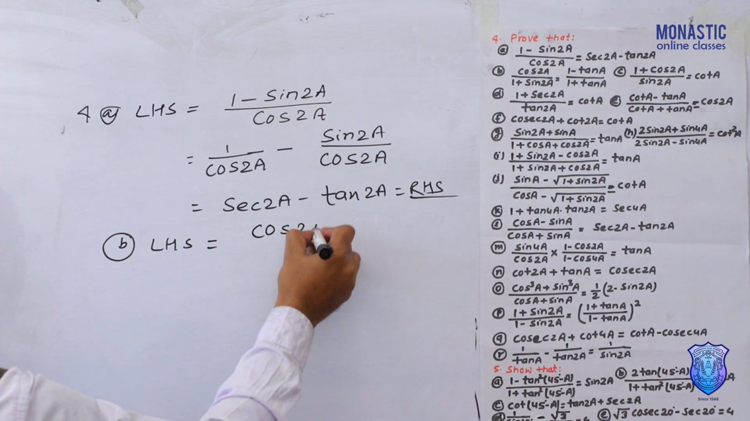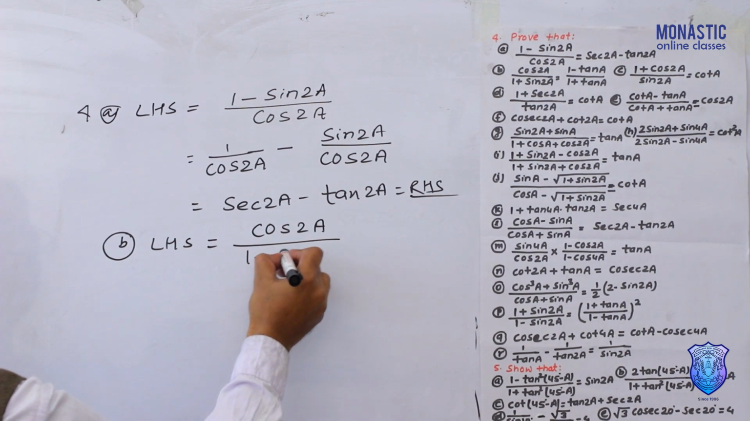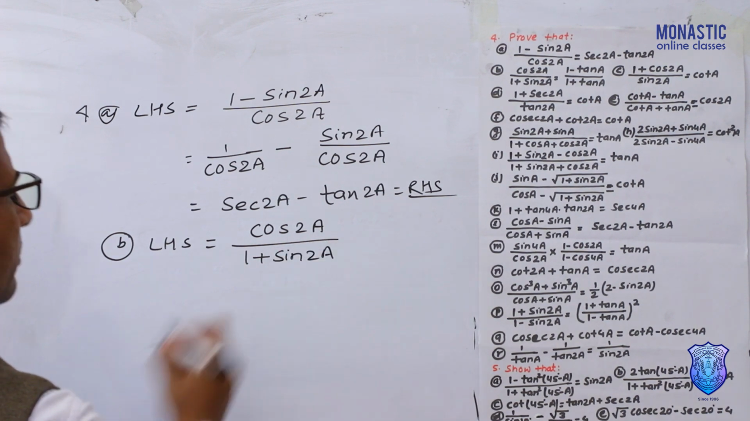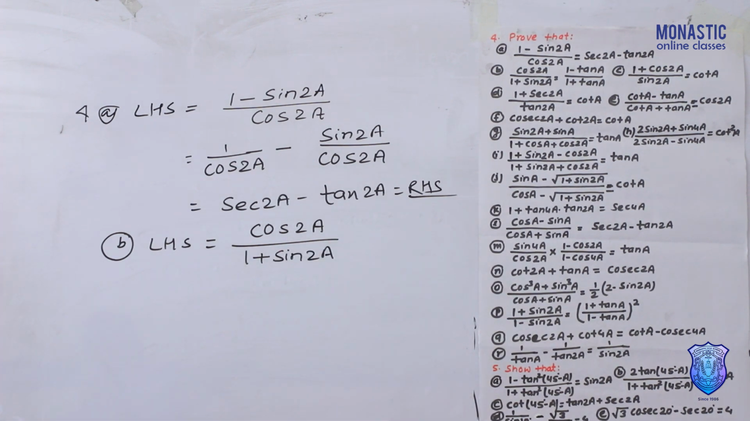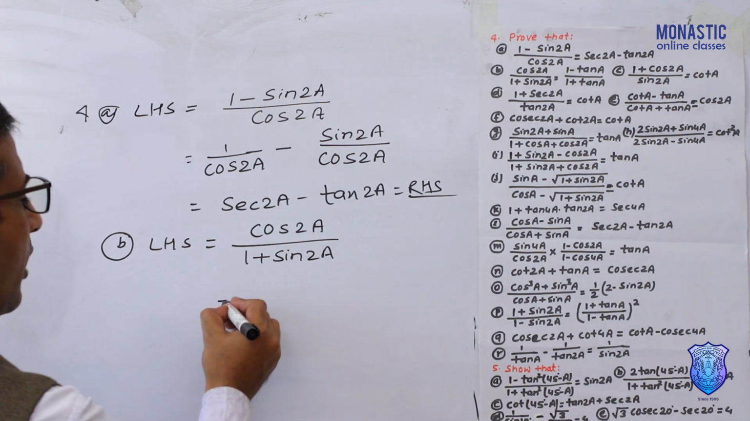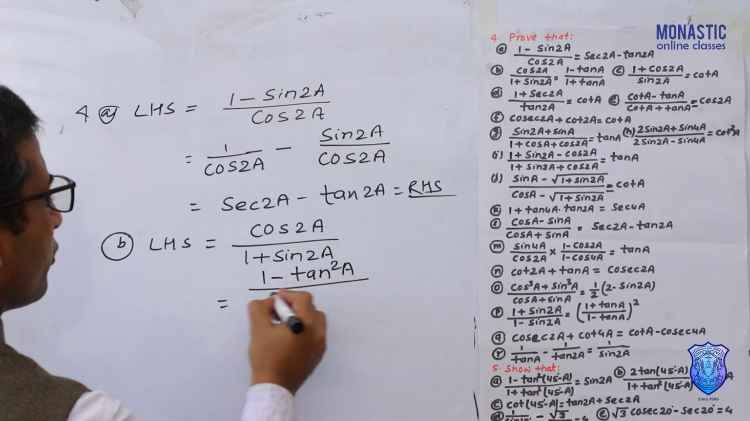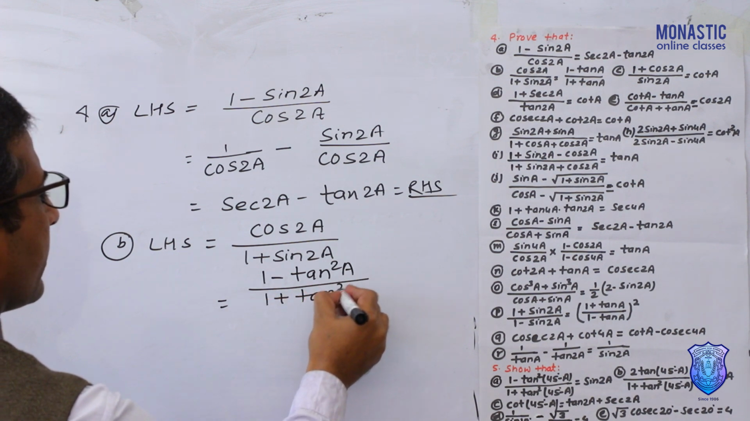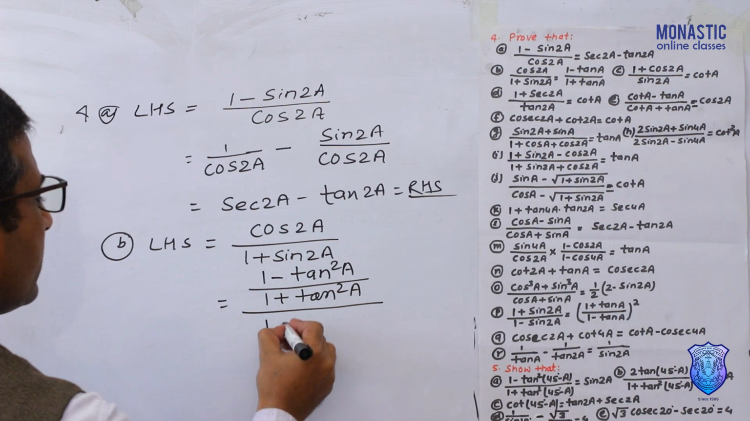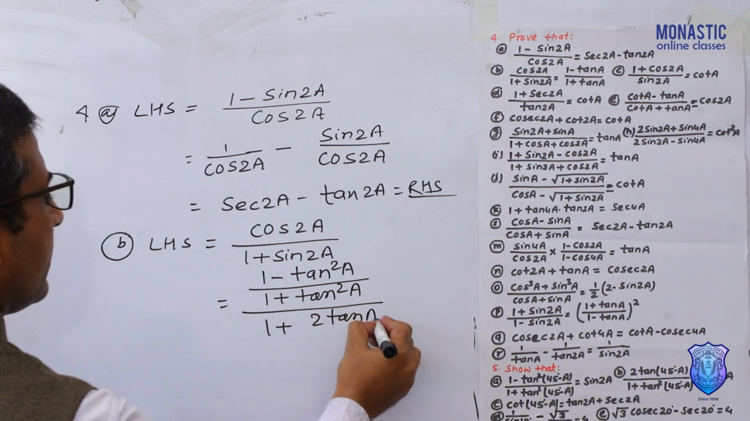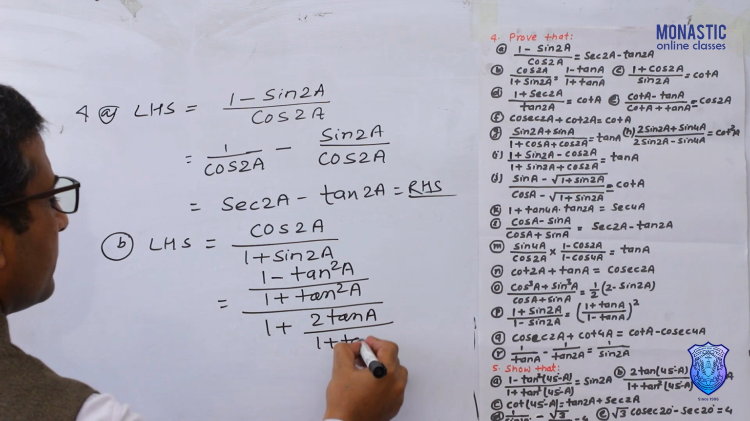Cos 2a by 1 plus sine 2a. There are two possible options if we do it from the LHS. First of all, we want the result in tan. We have the formula of cos 2a and sine 2a both in tan, so we can use these two. Cos 2a formula is 1 minus tan square a by 1 plus tan square a, and sine 2a formula is 2 times tan a by 1 plus tan square a.